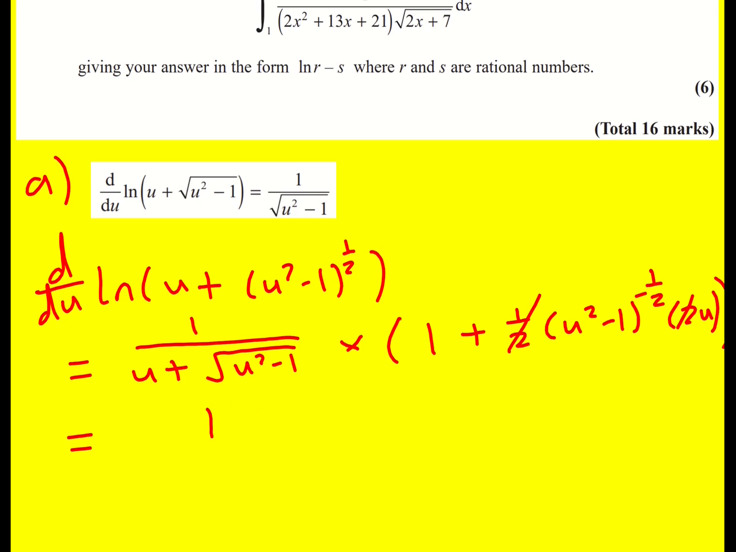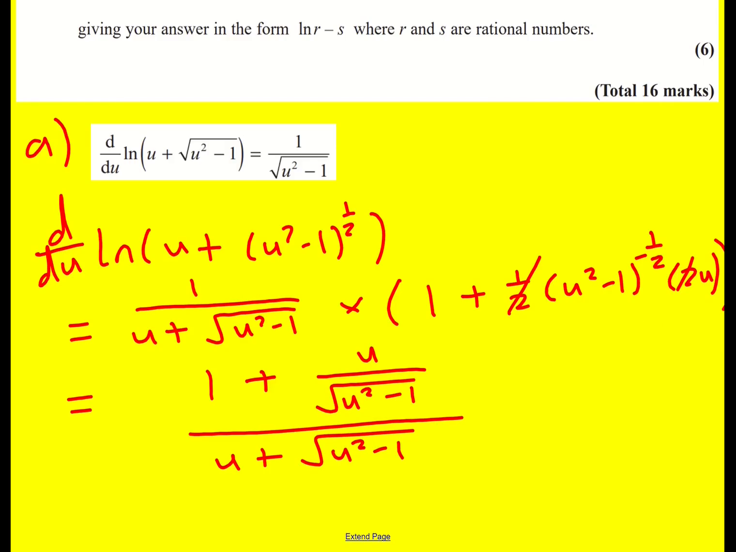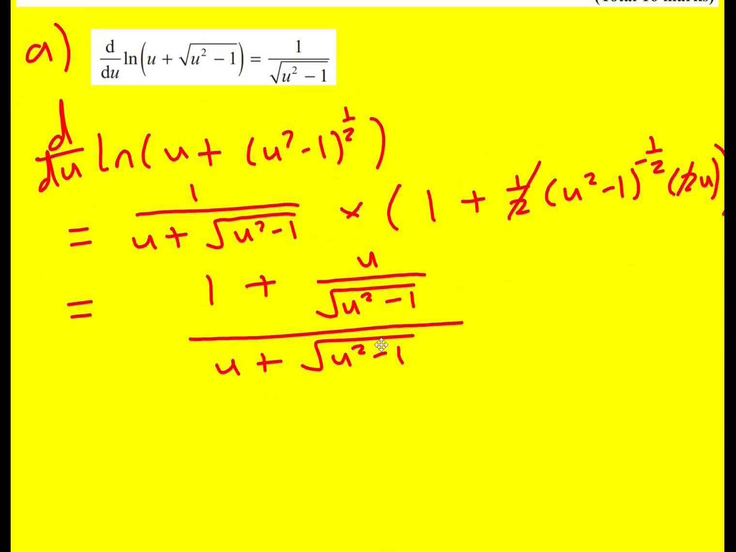It doesn't look like that at the moment, but I'm going to get 1 plus u over the square root of u squared minus 1 all over u plus the square root of u squared minus 1. And somehow we have to cancel this down. There's two options now. You can either, I think, well, no, there's not. You've got to be careful, really.